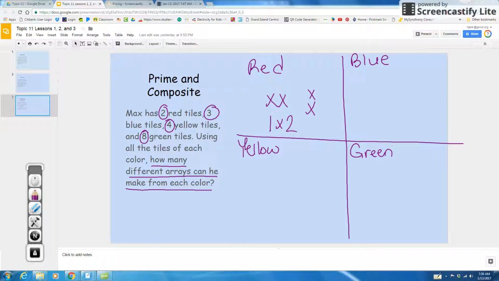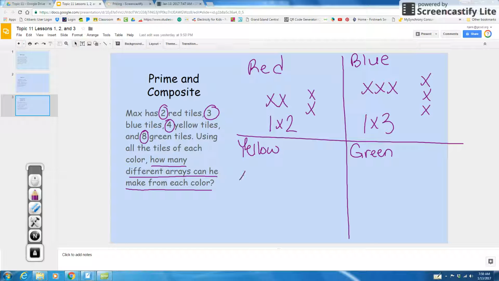Okay. Same. Let's look at our blue. They have 3 blue tiles. I could do a 1 by 3 array, or I could do a 3 by 1. But either way, I'm still doing a 1 times 3, or 3 times 1. It's the same fact. And then I get to 4.